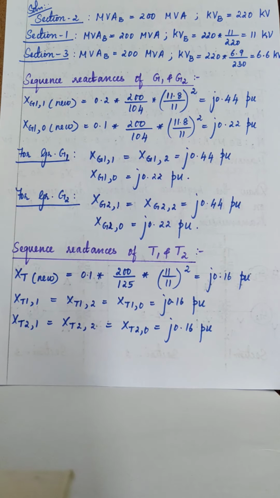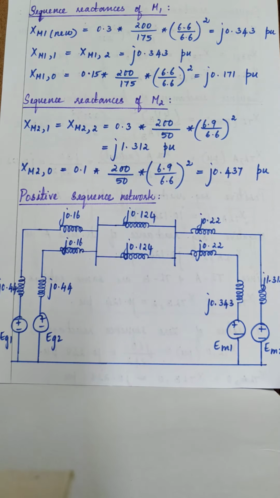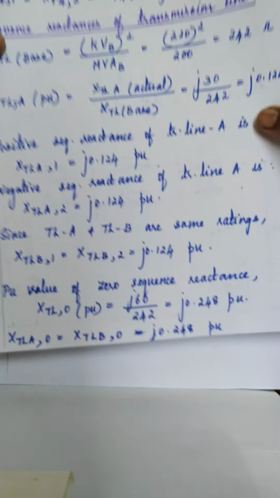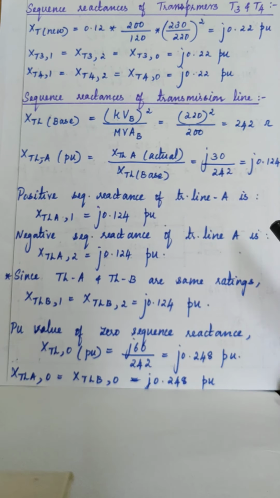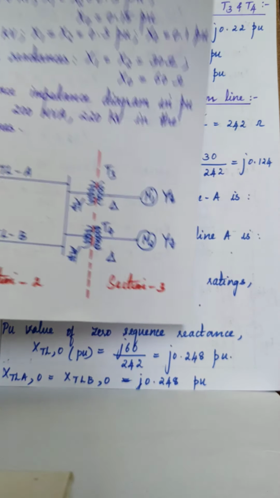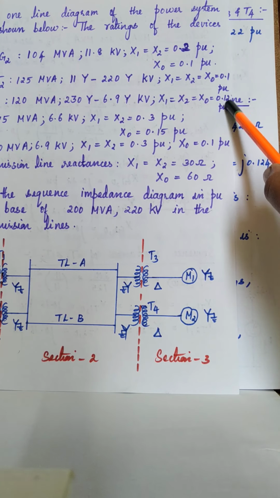Okay. So now let us calculate the sequence reactances of T3 and T4. Okay. So T3 and T4 also are of same rating. Okay. So what is the rating of T3 and T4? Sequence reactances x1, x2, x0 is 0.12.